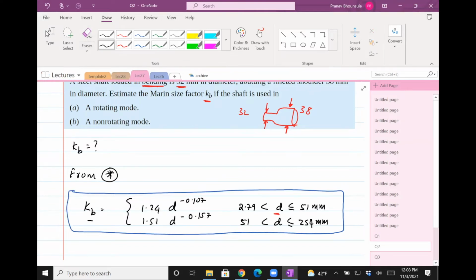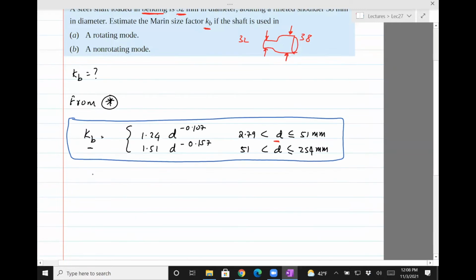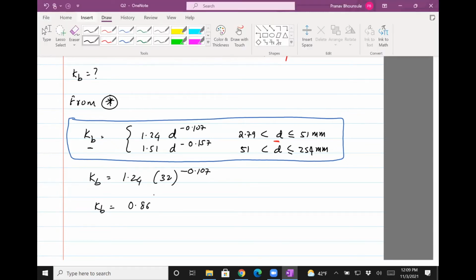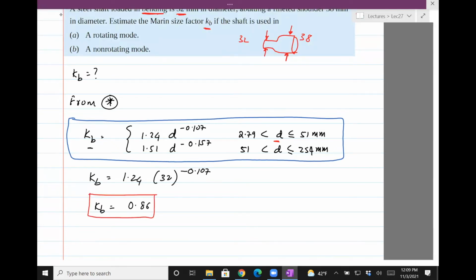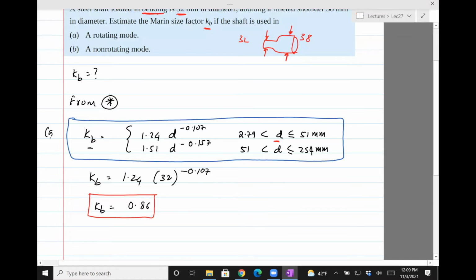Okay, so let's use KB, the top one, 1.24. D in this case has to be in mm. So 32 raised to minus 0.107. Okay, so that comes out to be, it'll always be less than one, my bad, 0.86. And this is the solution to part A, rotating mode.